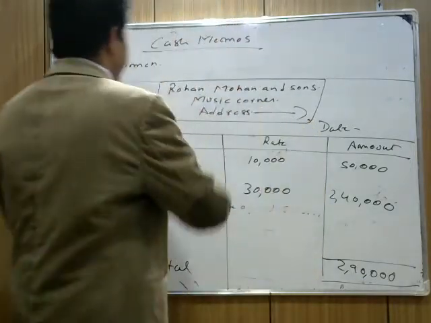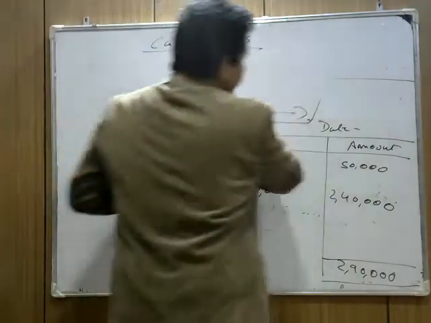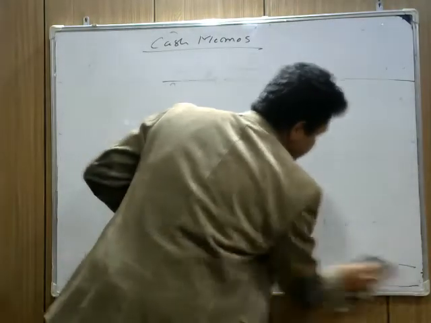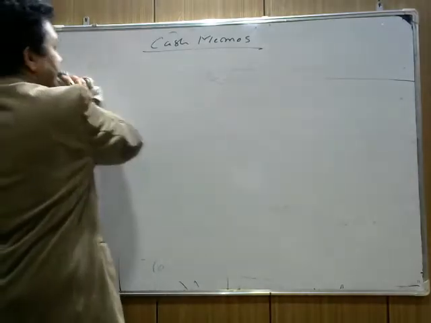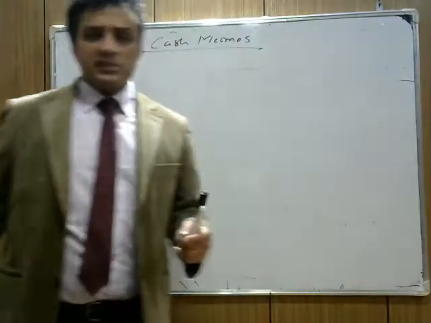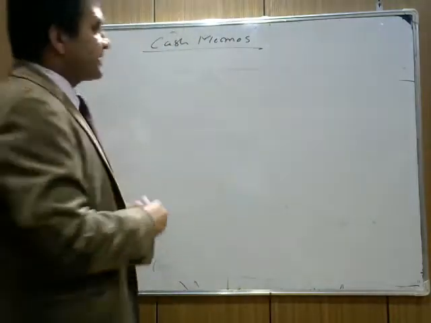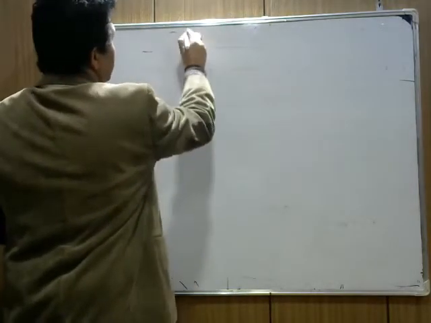Next is the invoice. How we draw an invoice. The same thing. An invoice is prepared when we purchase or sell goods on credit. The format is the same. We do not write cash memo here. You write invoice.